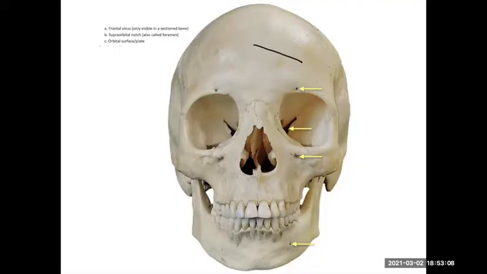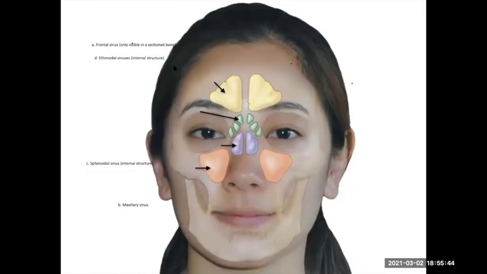And then this is the supraorbital notch or foramen. Sometimes it's just a little bit of a notch on the back of the eye, up on top of the eye there. So that is a front view of the skull, right? And then this is that internal one where you have those sinuses.